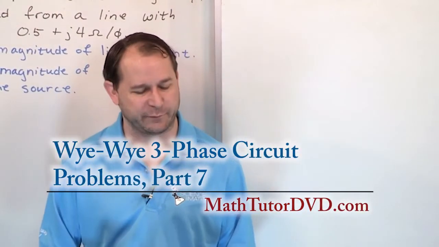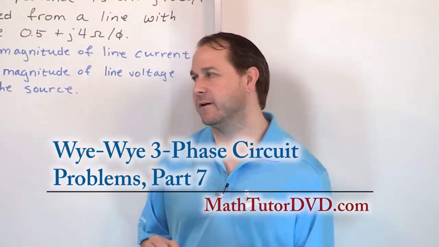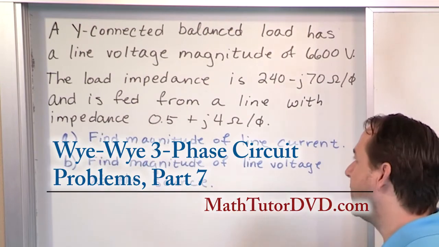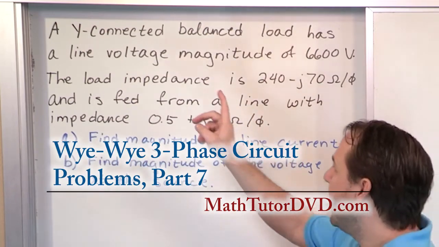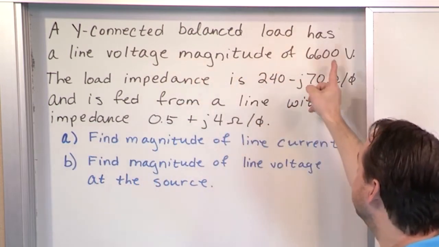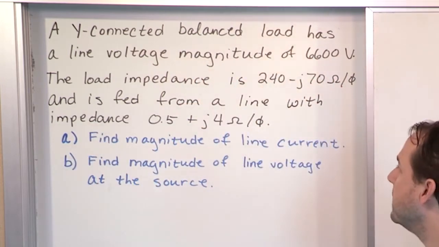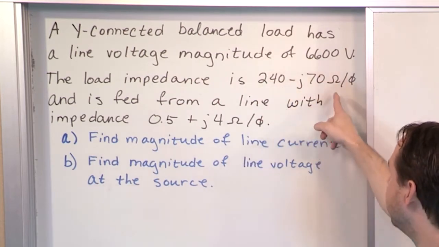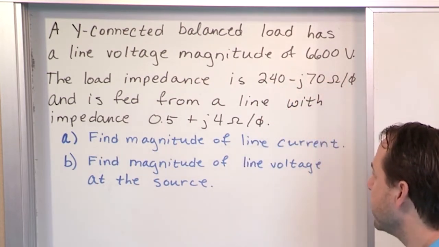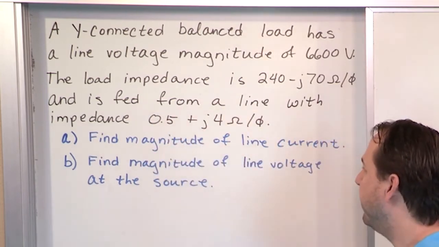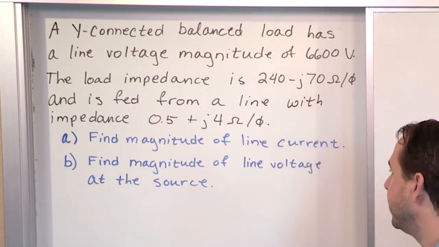We're doing three-phase circuits. We're working on the Wye-Wye circuit configuration. Here we have kind of an interesting problem. It's a little bit weird, but I'll explain why as we go. It says a Y-connected balanced load has a line voltage magnitude of 6,600 volts. The load impedance is given by 240 minus j70 ohms per phase, and it's fed from a line with an impedance of 0.5 plus j4 ohms per phase.